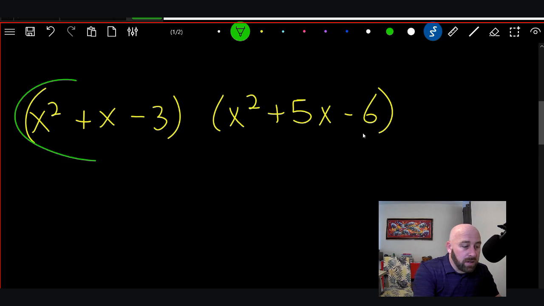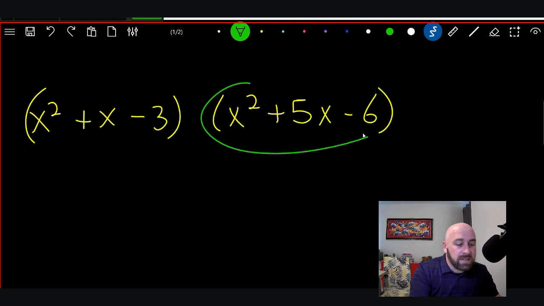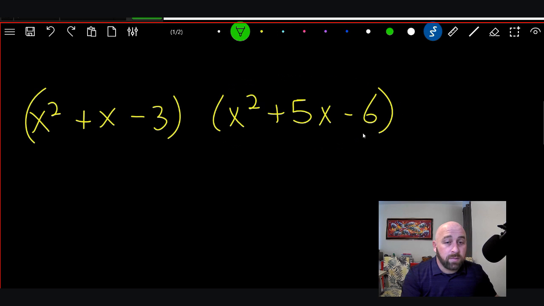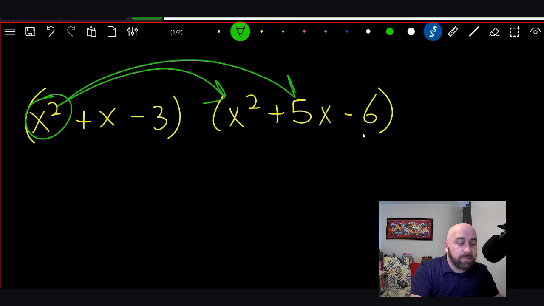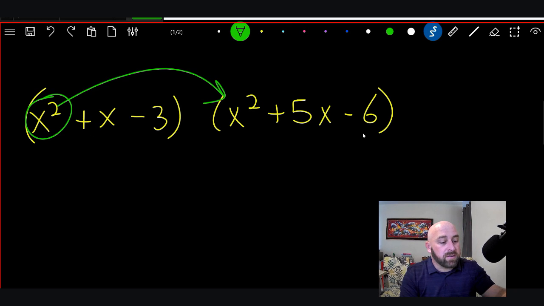Okay, so you're like, wow, what's going on here? We got this times this. Wow, there's lots of terms going on there. There are. But you're going to do the same thing that we just did. All right, so we're going to distribute the x squared first. Okay, then we'll distribute the x, then we'll distribute the -3. So we're just going to take those piece by piece.